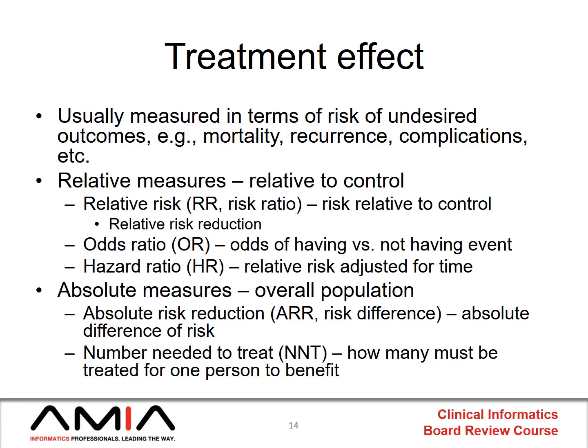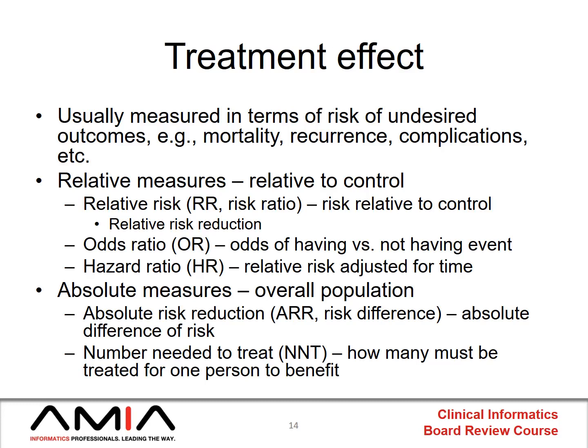If the risk is less for the experimental group for developing these undesired outcomes, then the relative risk will be less than 1. From the relative risk, we can calculate the relative risk reduction. We'll see that in a moment. There's also the odds ratio, which is the odds of having one of these undesired outcomes or events versus not having it. And again, if the treatment is effective, the odds ratio will be less than 1. There's also the hazard ratio, which again is a measure of relative risk, but it accounts for time and survival.